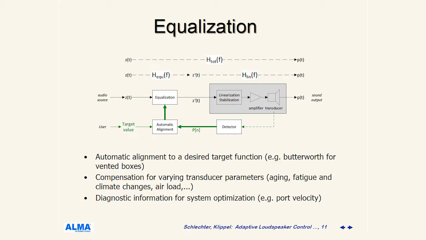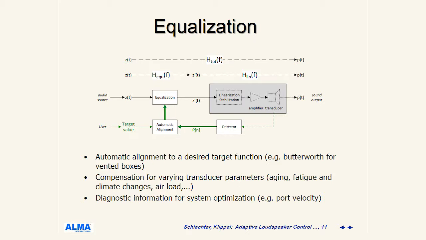We start with identifying the real transducer, and given that we have applied linearization and stabilization, the transfer function from the input here to the sound pressure is a linear one. Otherwise it would be nonlinear and not stable. But as we use those, we can identify that linear transfer function.